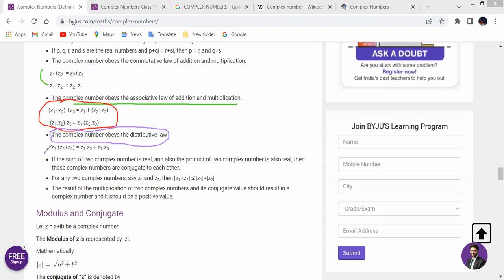This is the distributive property: C1 will be multiplied by C2, and C1 will be multiplied by C3. If the sum of two complex numbers is real and the product of the two complex numbers is also real, then these complex numbers are conjugate to each other.